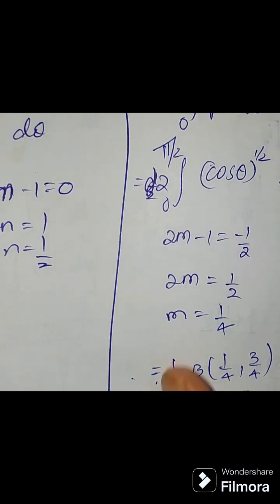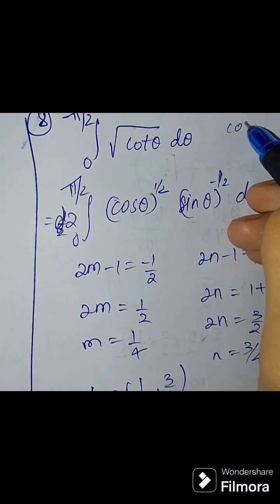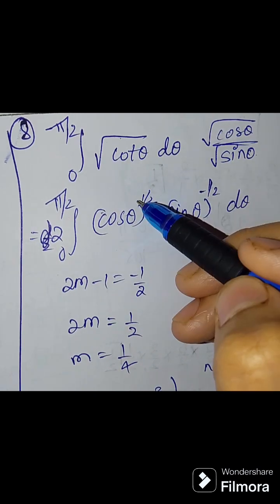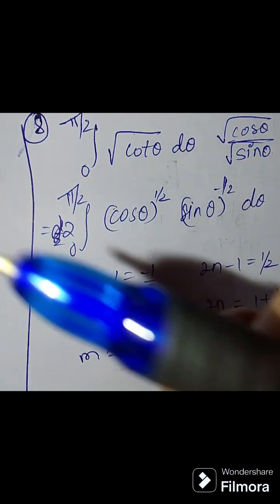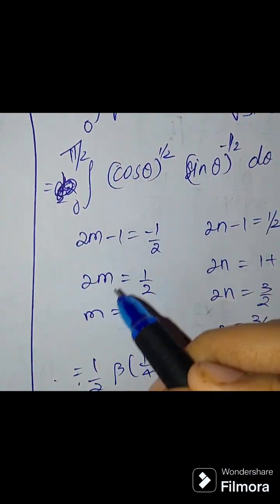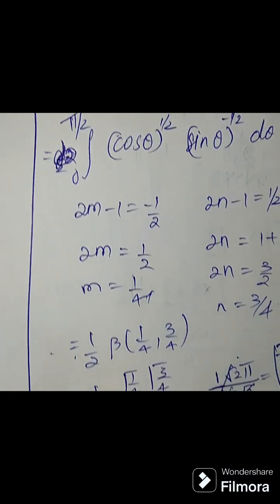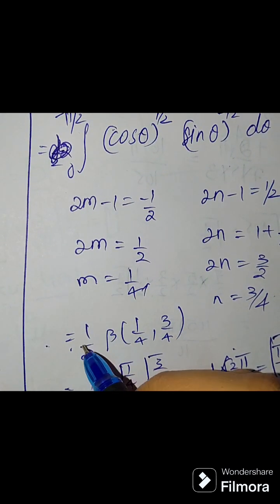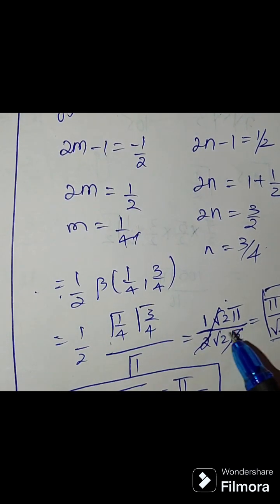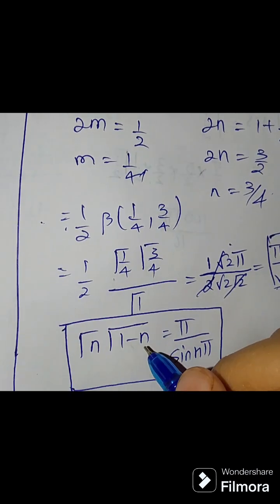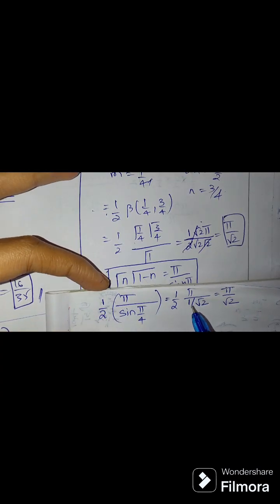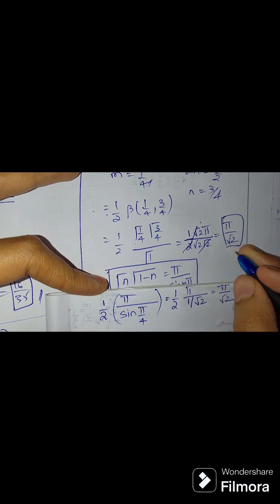If root cot theta is there, it is root of cos theta by sin theta. So I can write it as cos theta power 1 by 2, sin theta power minus 1 by 2. Then using the formula, I'll get m as 1 by 4 and n as 3 by 4. Then the 2 will go that side, 1 by 2 beta of 1 by 4 comma 3 by 4. For 1 by 4 comma 3 by 4, I can apply the gamma n gamma 1 minus n formula, and I'll get my answer as 4, which is 1 by root 2. So I'll get pi by root 2.